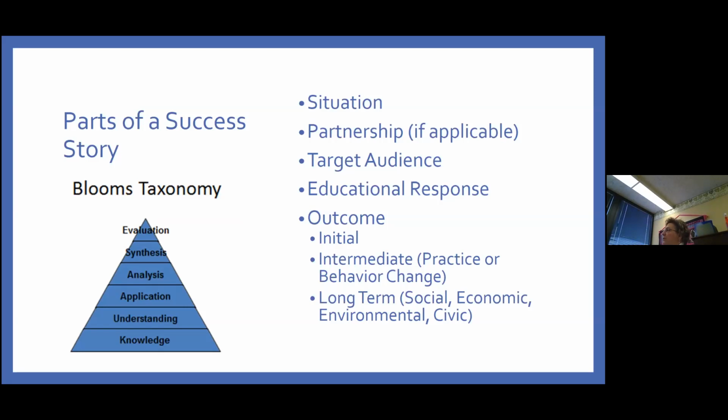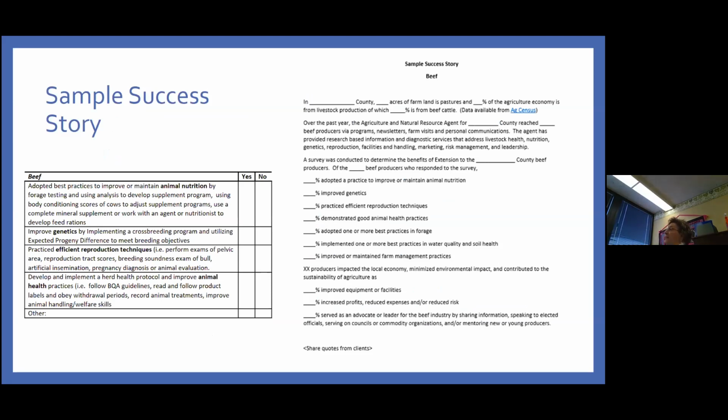Then your educational response is the activity that you did, and then your outcomes, as we mentioned, were initial, intermediate, and long-term. So, for example, the sample beef success story is going to start out using information from the 2017 Census of Agriculture, where you have how many acres in your county are pasture lands, how much of your economy comes from livestock, and what percentage of that might be from beef cattle.